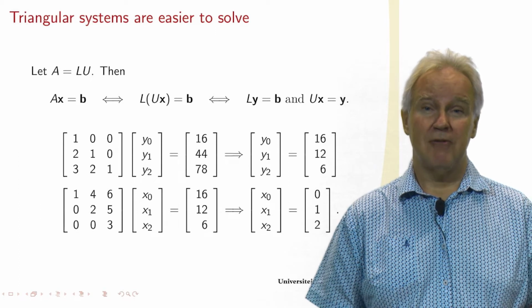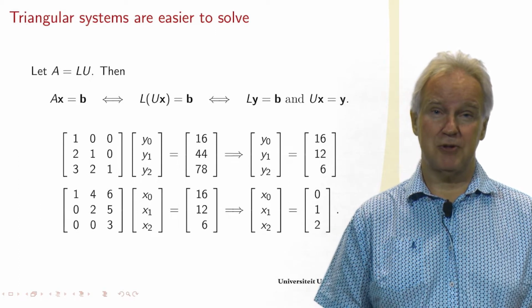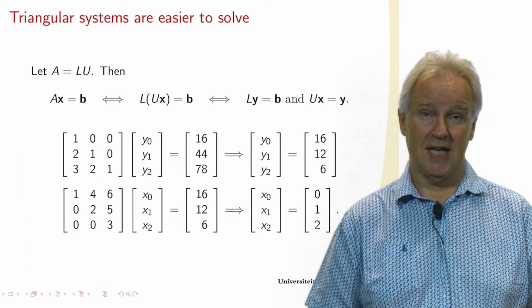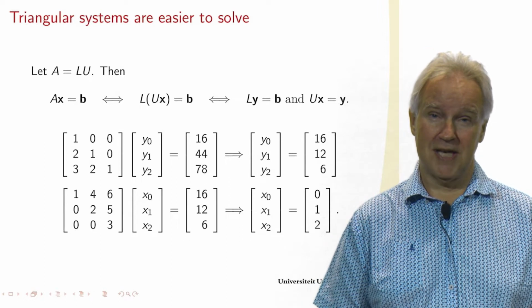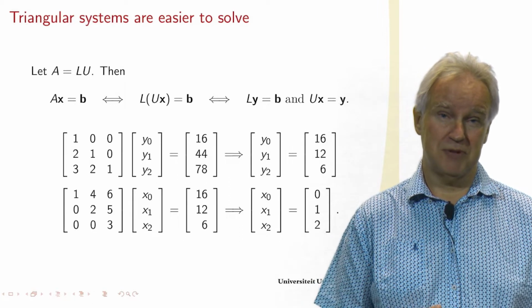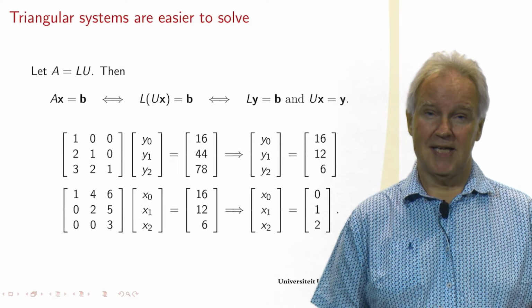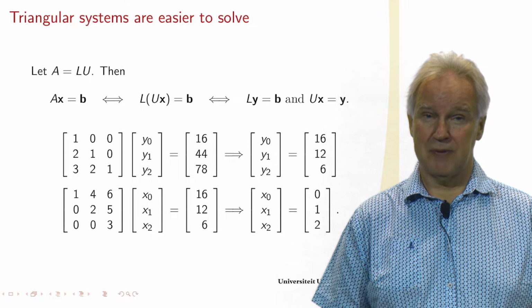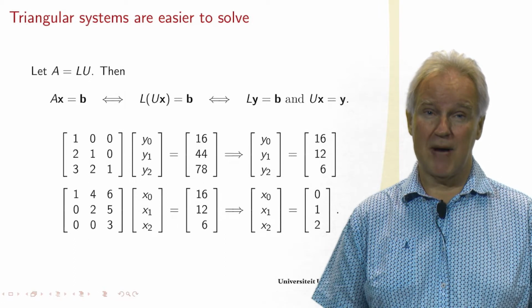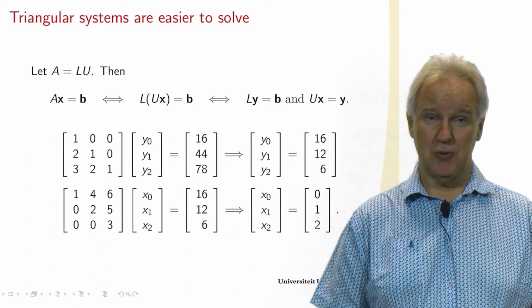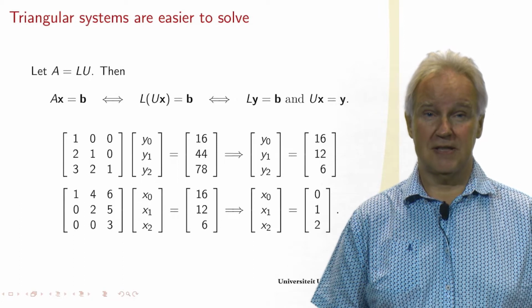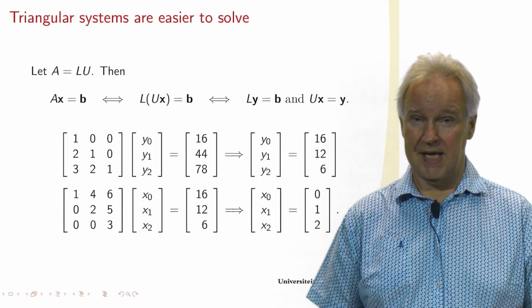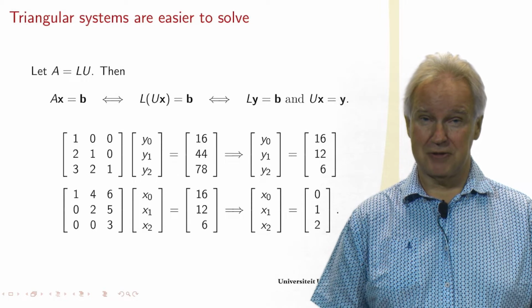Then, if I want to solve a system AX equals B, having the L and the U, it's like solving L times U times X equals B. If we call UX, Y, then we are solving first a system LY equals B, and then UX equals Y to get X from B. And these systems are much easier to solve.